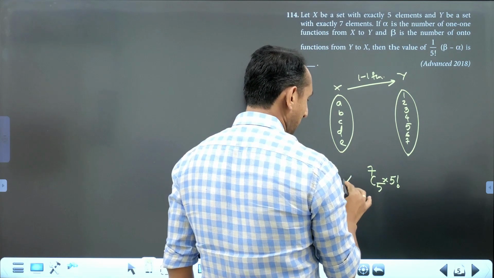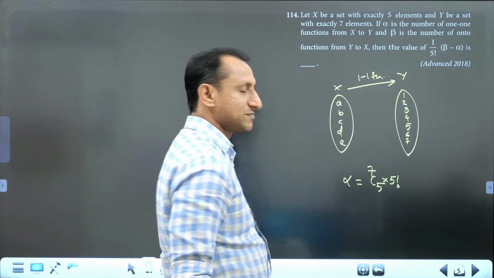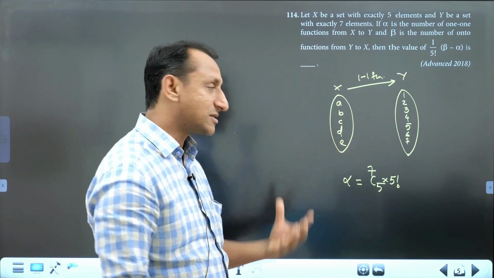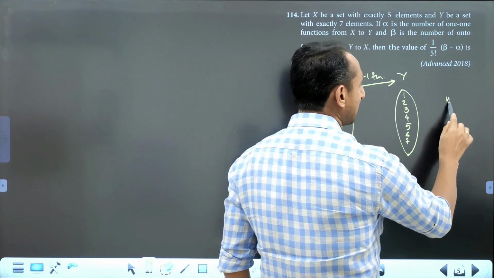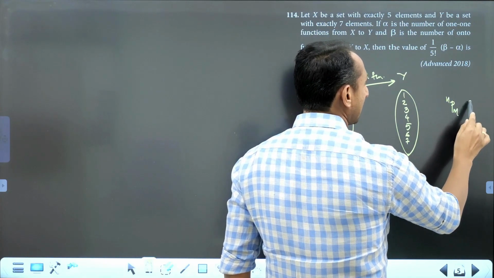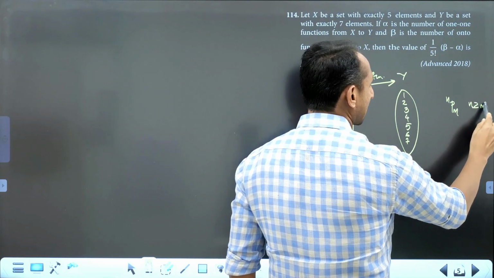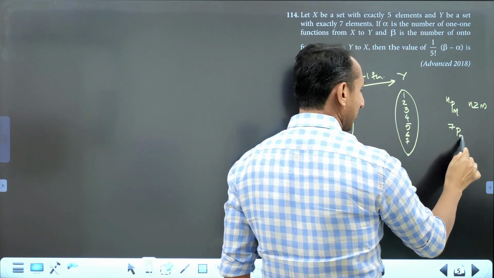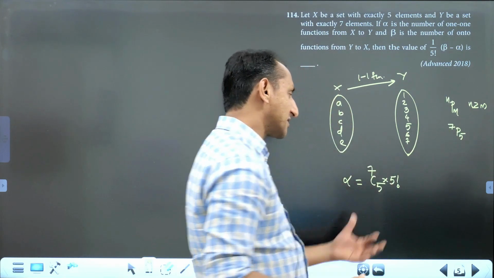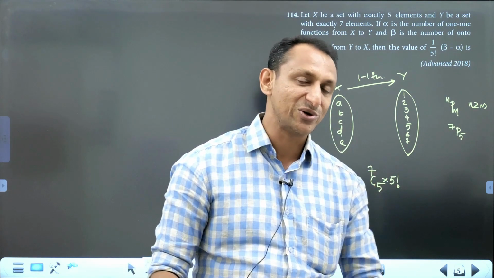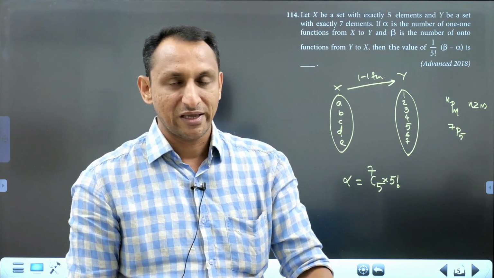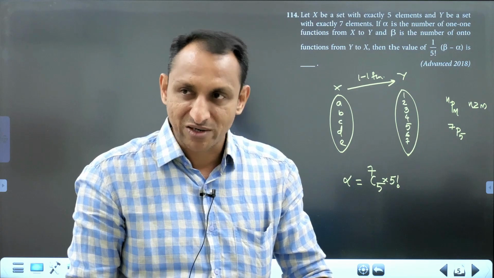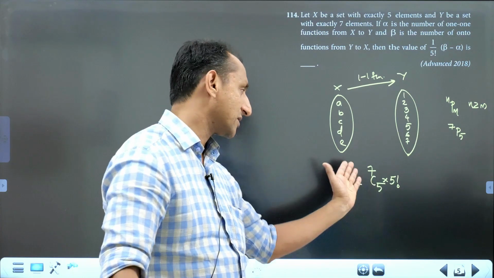This becomes alpha. Or directly you can write the formula nPm where n is greater than or equal to m. Here we write 7P5. 7P5 is the same as 7C5 into 5 factorial. nPr is equal to nCr into r factorial. Both are the same.